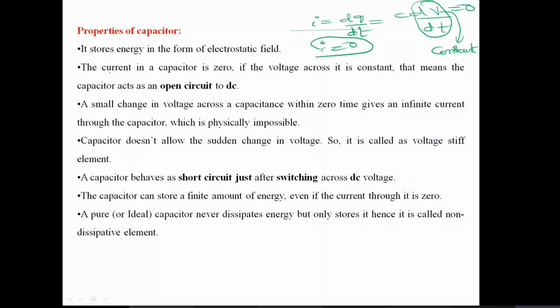That is what it says here: the current in a capacitor is 0 if the voltage across it is constant, because the derivative of that voltage becomes 0. That means the capacitor acts as an open circuit.